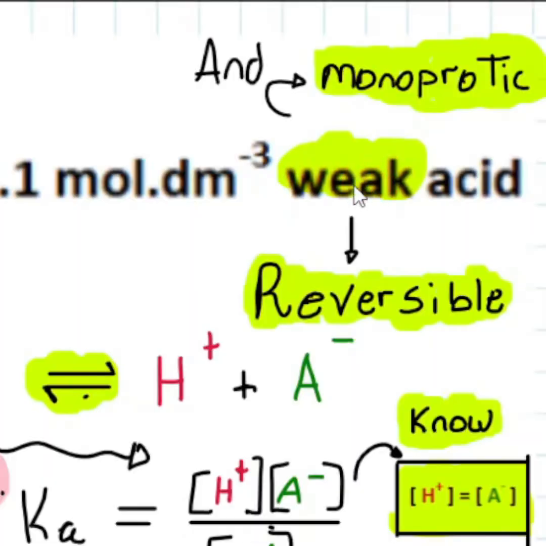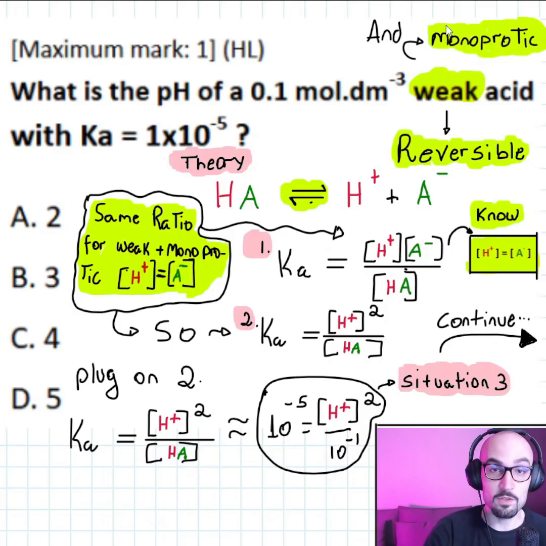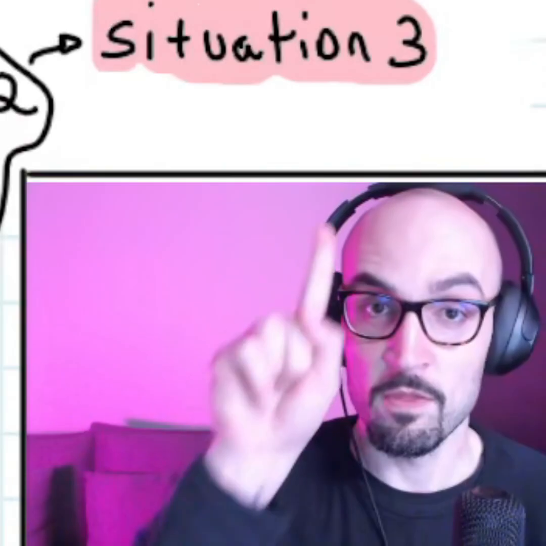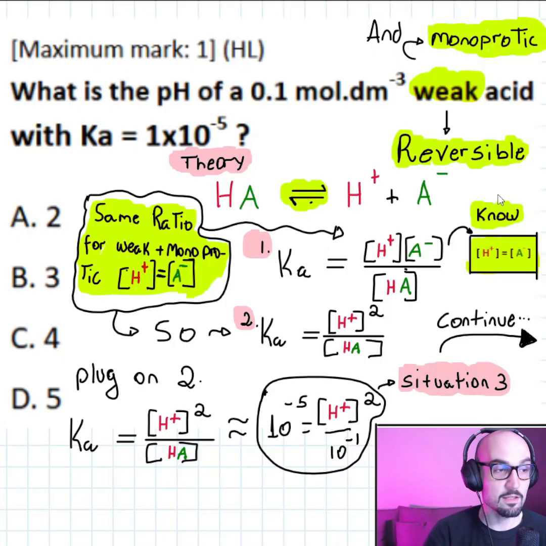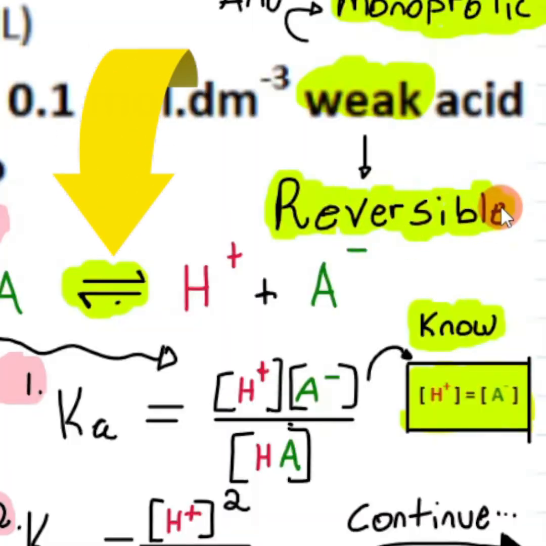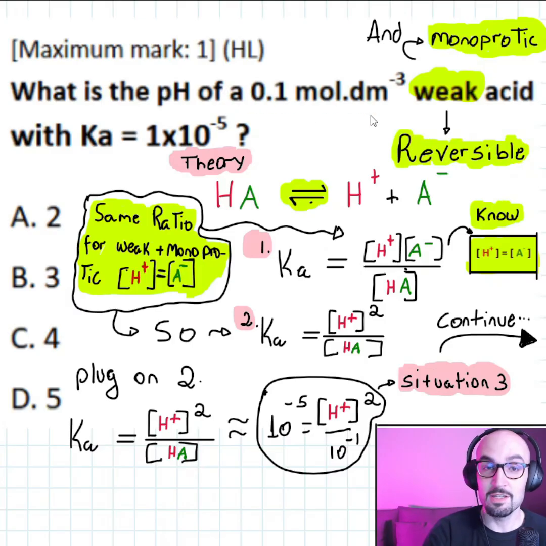Thing number one, the acid is weak, and in addition to being weak, this acid is also monoprotic, which means that there's only one H plus per molecule of acid that dissociates. What do we have to know? Thing number one, weak means that the dissociation is reversible. So the concentration does not correlate straight away to the pH.